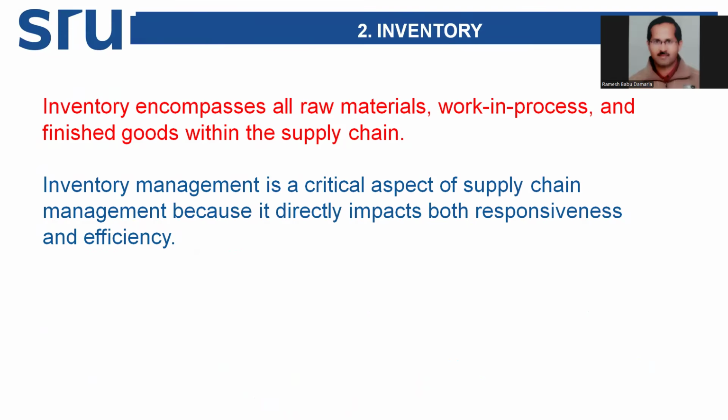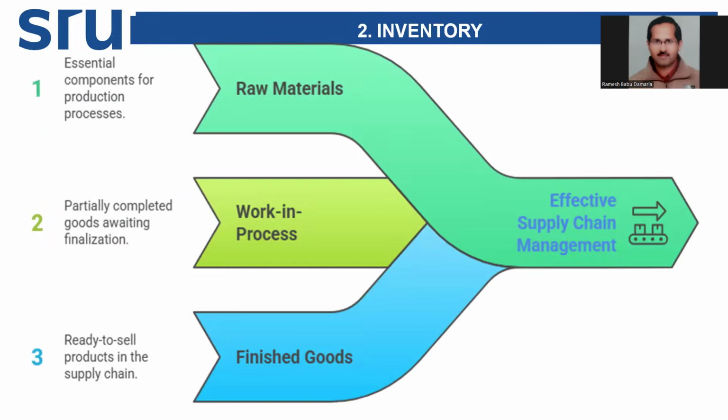Now let us see the second important driver for SCM, that is inventory. Inventory consists of all raw materials, all WIP, that is work in process, and finished goods. These are the three states of materials within the supply chain. Inventory management is a critical aspect of supply chain management because it directly impacts both responsiveness and efficiency. So these are the three forms of inventory: raw materials, work in process, and finished goods.